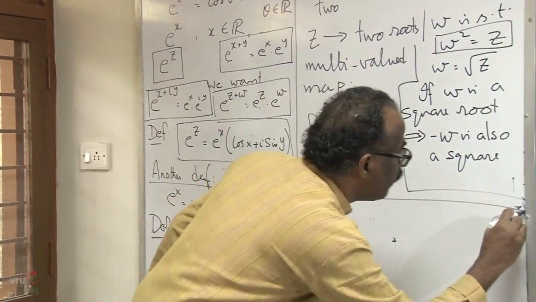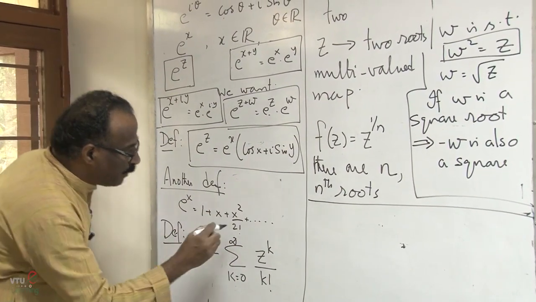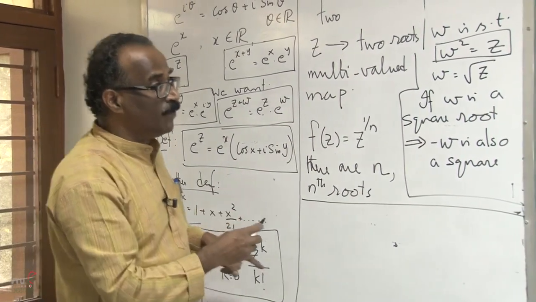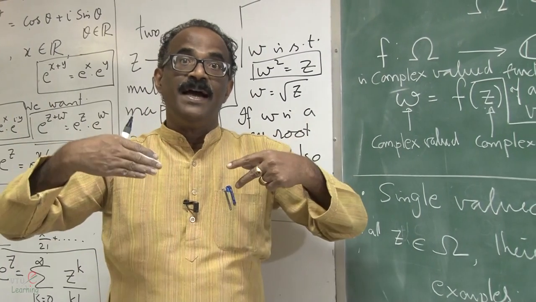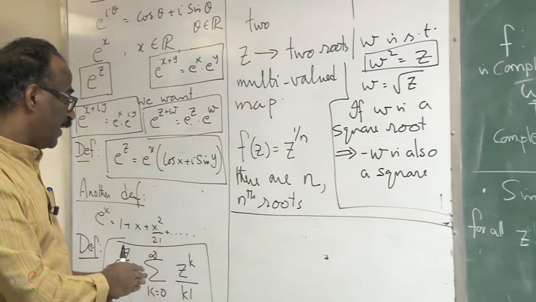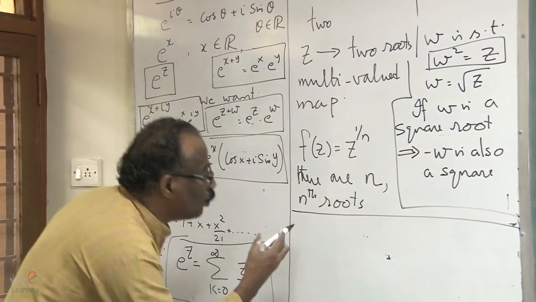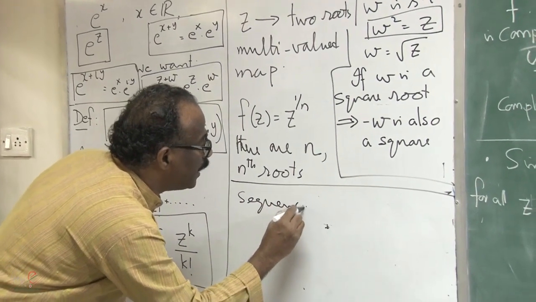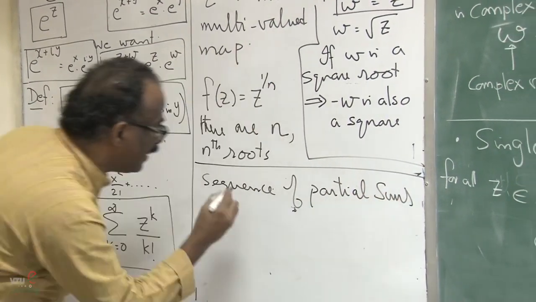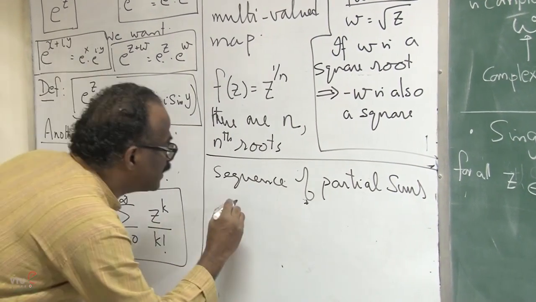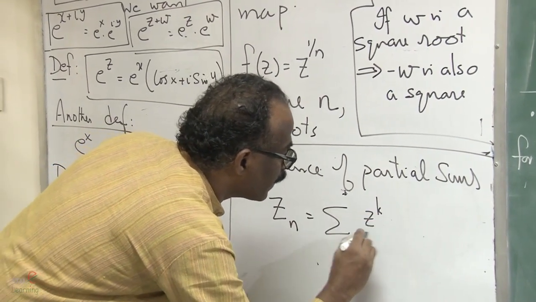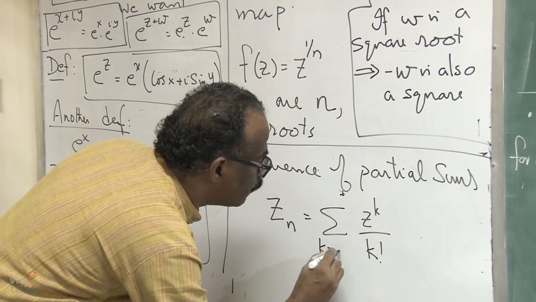If I want this to converge, what is the meaning of convergence here? Now you have studied the convergence. So this definition is meaningful due to the convergence which we have studied. So we are already using both algebra and convergence. If you want to justify this one, you have a sequence of partial sums. What is that sequence? I can define a sequence Z n as the summation of z power k by k factorial, with k equal to 0 to n.